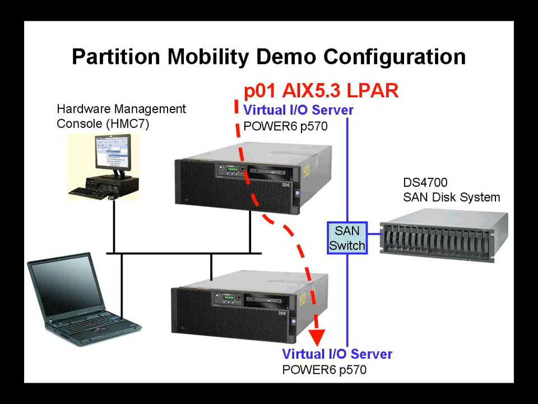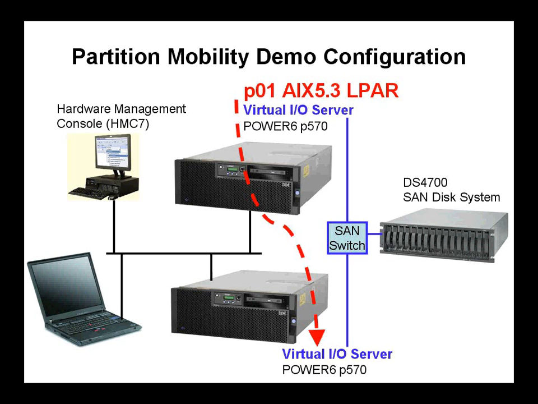This is the configuration of the machines that we're going to use in this demonstration. On the right hand side we have a DS4700 supplying us with a LUN via the SAN switch. This LUN is available to the virtual I.O. server on both machines, and the virtual I.O. server will present this as a virtual disk to the logical partitions that it's hosting.